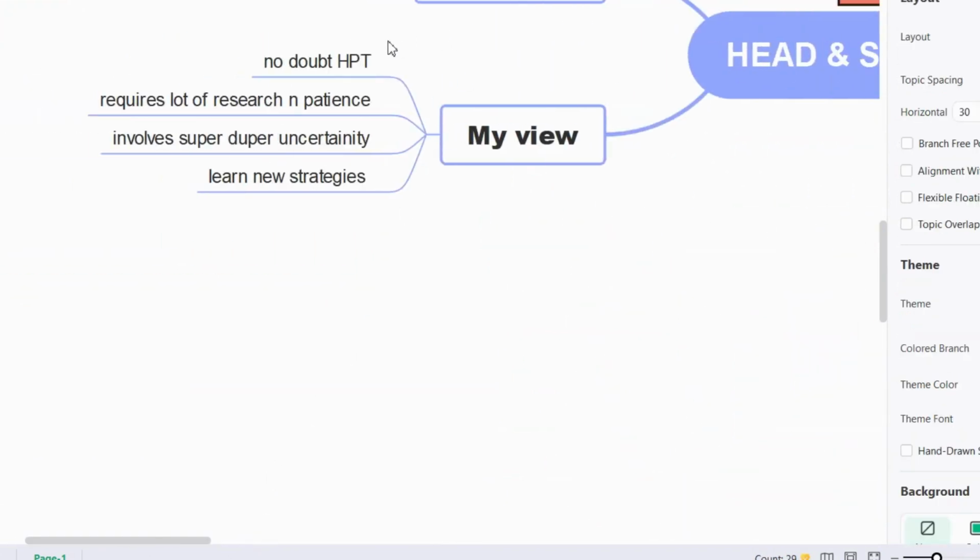This is my view. No doubt, the head and shoulders pattern is a high probability trade pattern, and it requires a lot of research and patience, because you see one or two head and shoulders patterns in different stocks, but it requires so much research and screen time as well as patience. When you are a day trader, you need to be patient all day long, but in case of head and shoulders, you need to be patient for months and years.